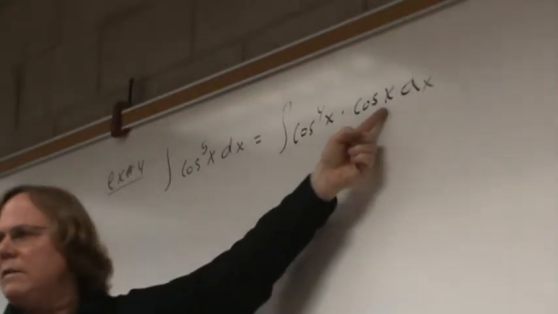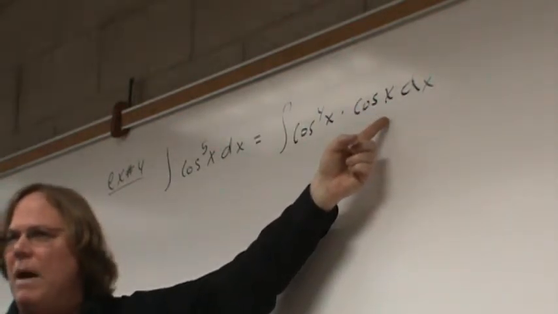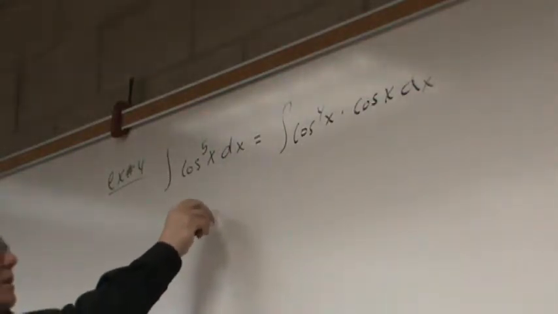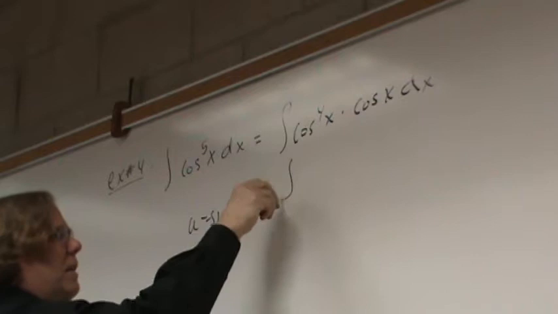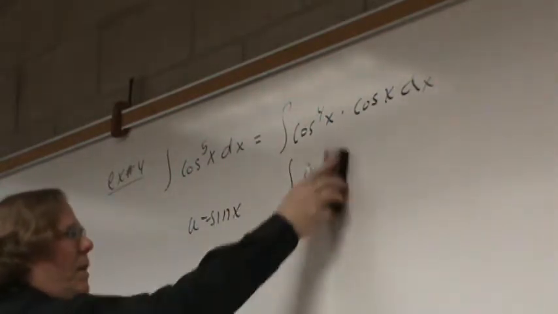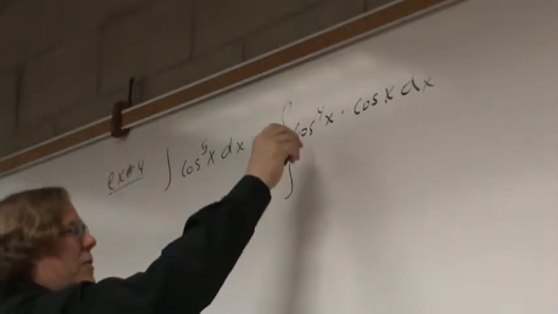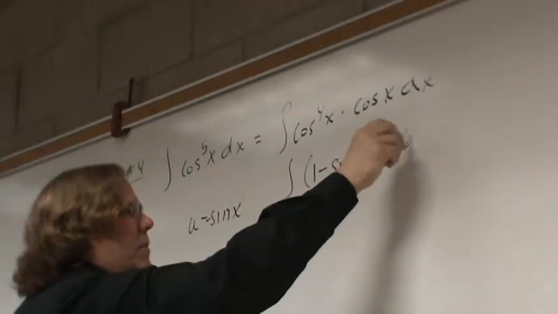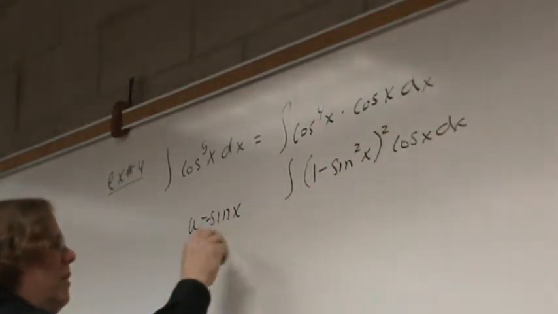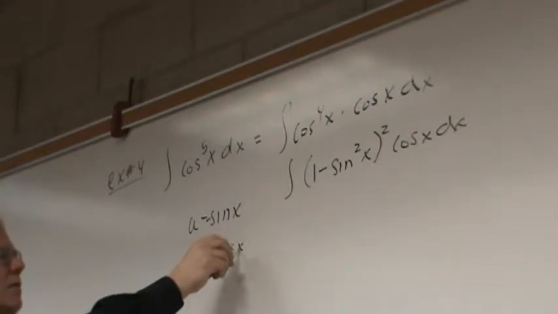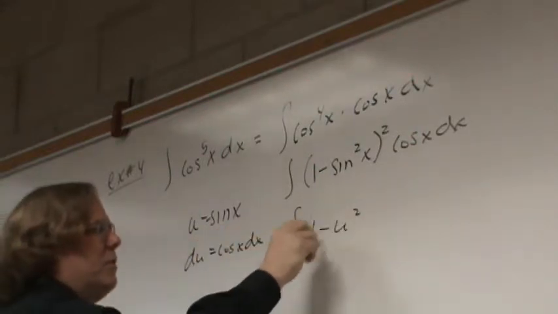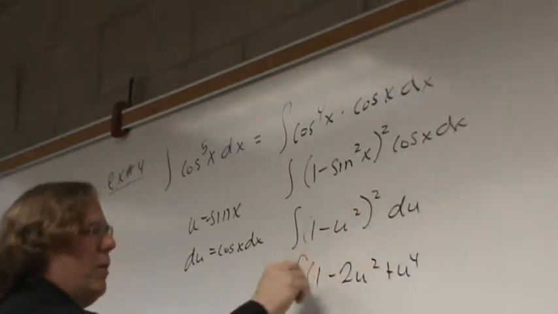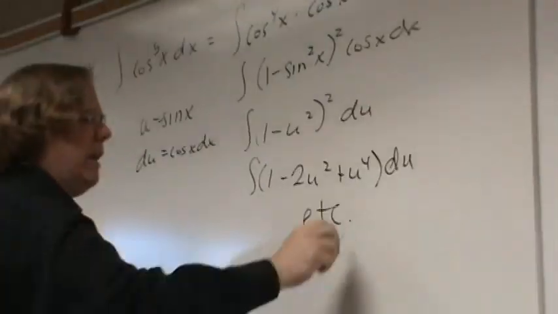Once I've put my cosine x dx as my du, I'm committed to my u being sine x, right? My u has to be sine x. And if my u is going to be sine x, then I better turn these guys into sine x. So you know, cosine to the fourth is cosine squared squared, so it'll be 1 minus sine squared of x squared times cosine of x dx, so u is this and du is this. So I end up with 1 minus u squared squared du, so I got 1 minus 2u squared plus u to the fourth du, and at this point I'm going to say etc.